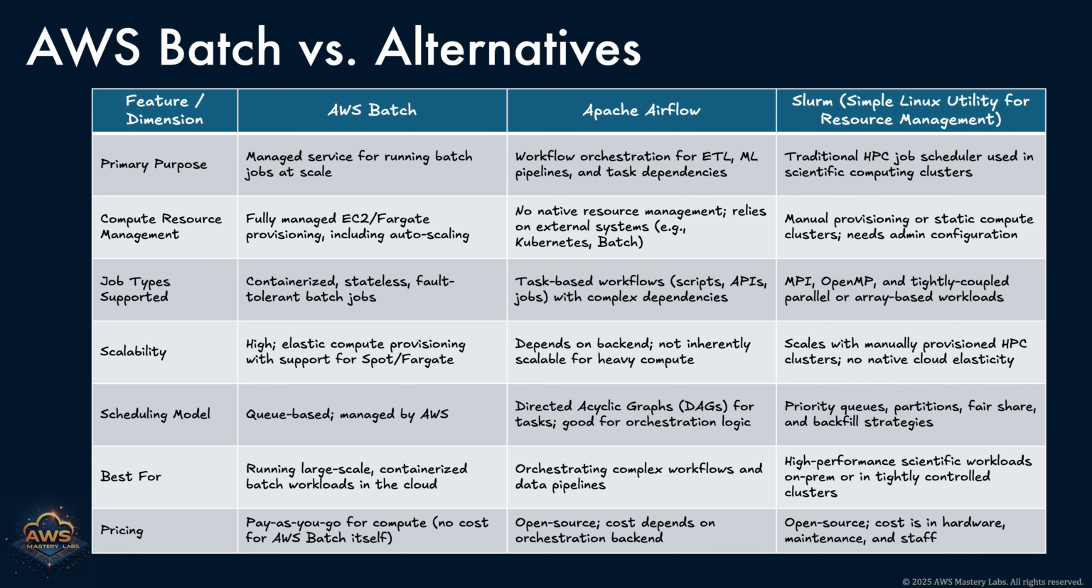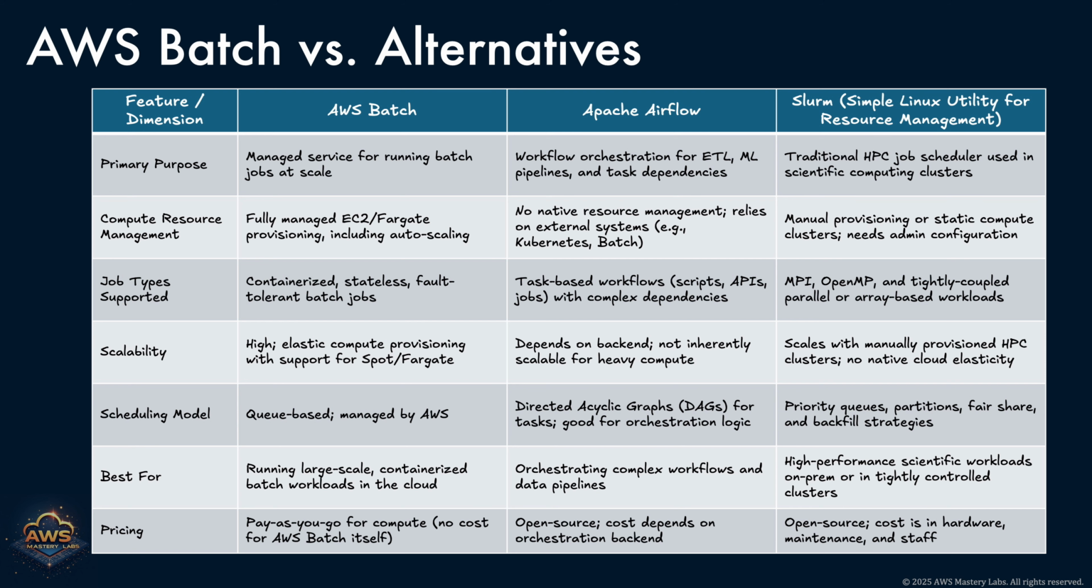Lastly, on pricing, AWS Batch is a managed service, so you pay only for the underlying compute resources. There's no charge for the service itself. Airflow is open source, but your costs depend on the compute platform you tie it into. Slurm is also open source, but it requires investment in infrastructure and skilled admins to maintain.